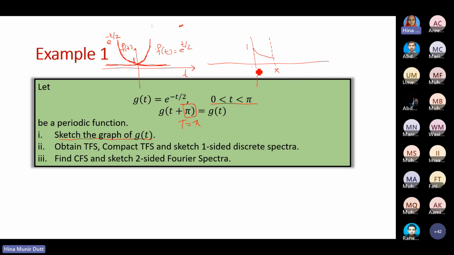So this is my pi, this is 0, this is g of t, this is t. So the graph from 0 to pi. And again we will repeat the same pattern because it has a period of pi. So I will repeat it, same pattern, up to 3 pi.